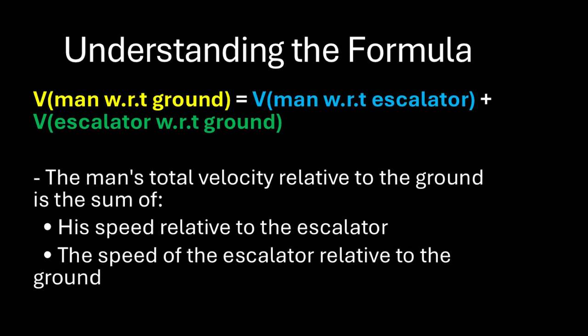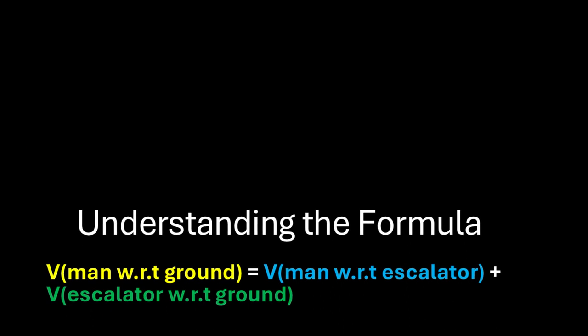So, let us spend some time to understand the formula here. Velocity of man with respect to ground will be equal to velocity of man with respect to escalator plus velocity of escalator with respect to ground. Now, what is this? To understand this formula, we need to derive the basic formula for relative velocity. What is that?